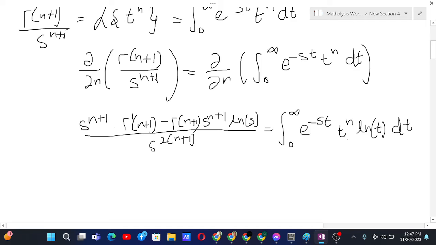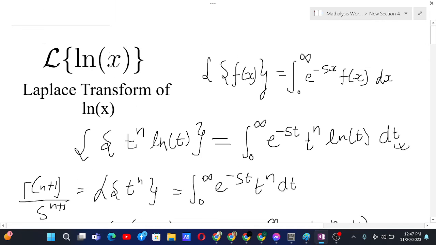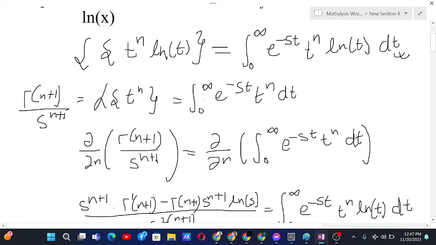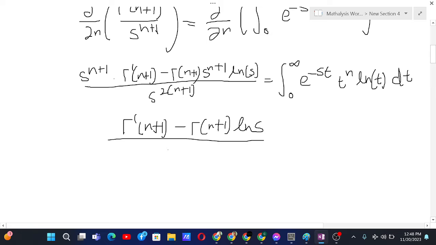So you see, this was the required integral for this Laplace transform, and when we put n equals 0, we get the required Laplace transform. So we are near the solution now. And now for this thing, we can just divide by s to the power n plus 1 first. Gamma of n plus 1 minus gamma n plus 1 ln s by s to the power n plus 1.